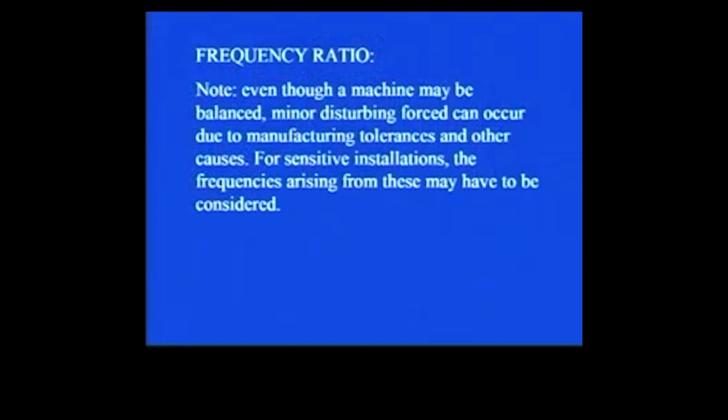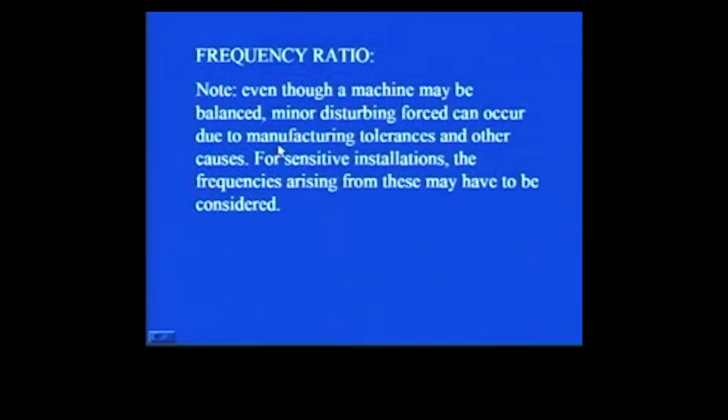One thing we must keep in mind is that even though a machine may be balanced, minor disturbing forces can occur due to manufacturing tolerances and other causes. For sensitive installations, the frequencies arising from these may have to be considered. So, all these things we really have to take into account when the machine is operating. So, we have to use our engineering judgment to deal with such situations where minor disturbing forces can be there.